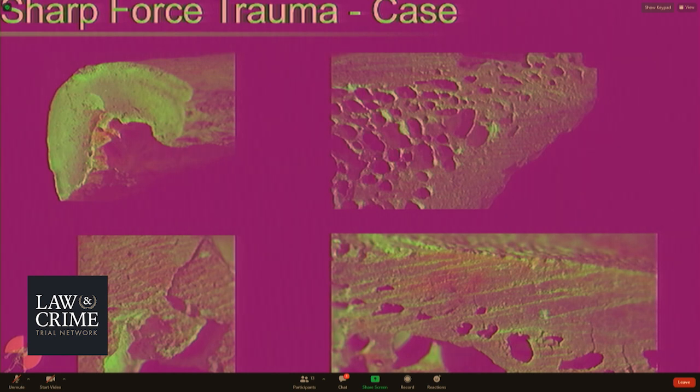Showing you what's marked as exhibit HH. Is this a serrated blade that could cause that type of striae on the sharp force trauma? Yes, it's possible.